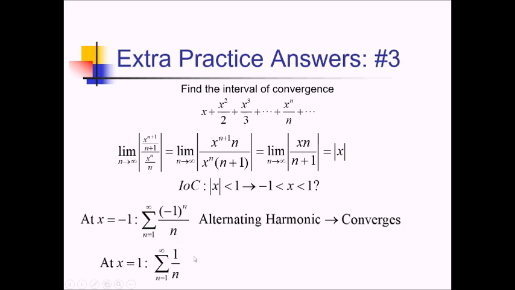And that one is also pretty well known. That is just the regular harmonic series, which we know diverges. So then our interval of convergence, when all is said and done, we're going to have negative 1 less than or equal to x because we converged at negative 1. And then less than 1, no equals there because we diverged at positive 1.